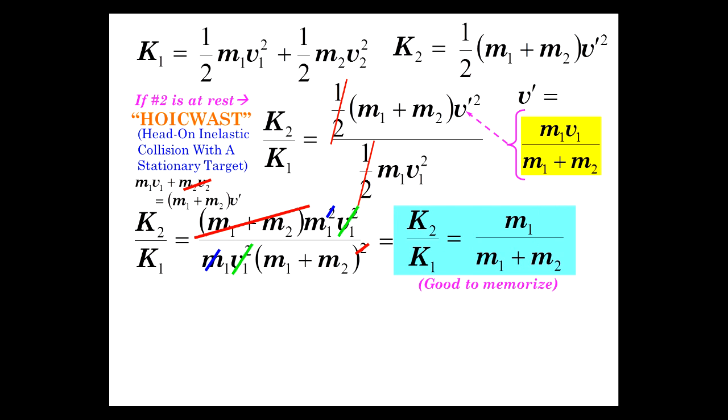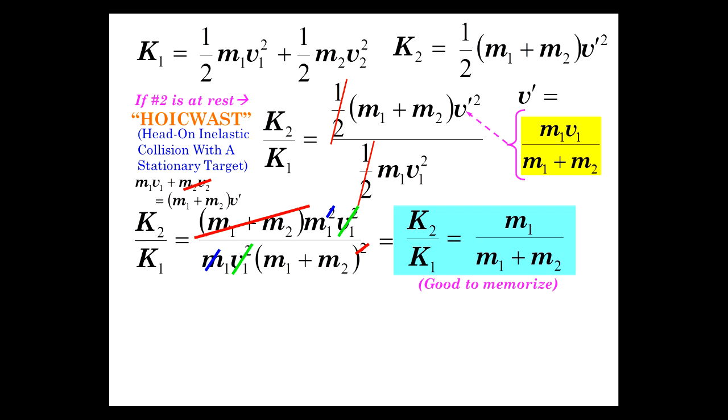And that's a really useful result. It may be worth memorizing. Deriving it may not be quite as easy if you ever need it. But it kind of has a reasonability. K2 over K1. You know that afterwards is less than before. And what it ends up being is just the ratio of the masses.